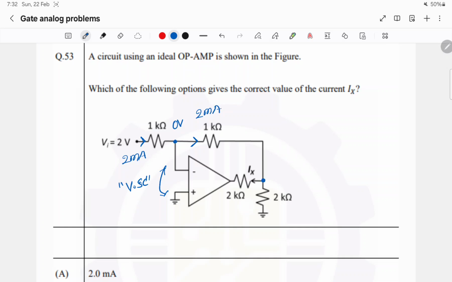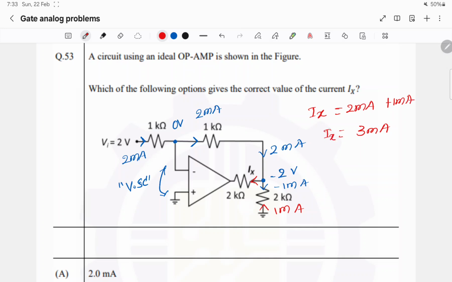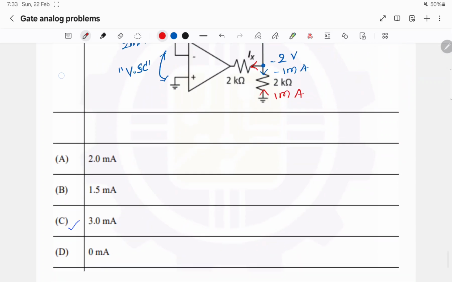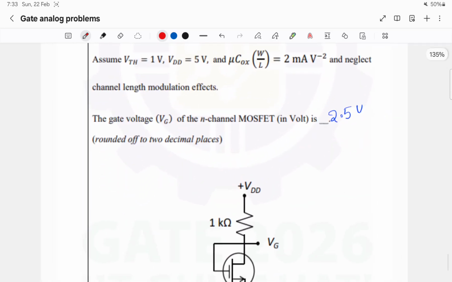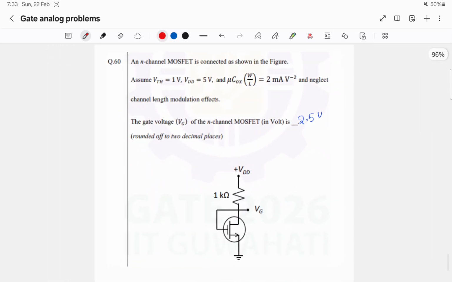So the node potential here will be minus 2 volts. The current flowing this way will be minus 1 milliamp, and this is 2 milliamps. The current flowing in the upward direction will be 1 milliamp. Ix is the sum of these two currents, 2 milliamps plus 1 milliamp, which is 3 milliamps. Ix is 3 milliamps. This is simple KCL.